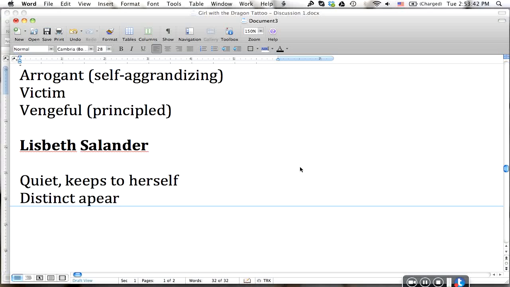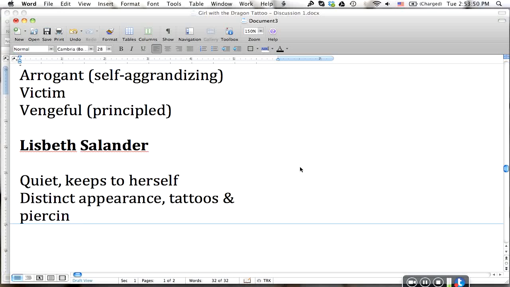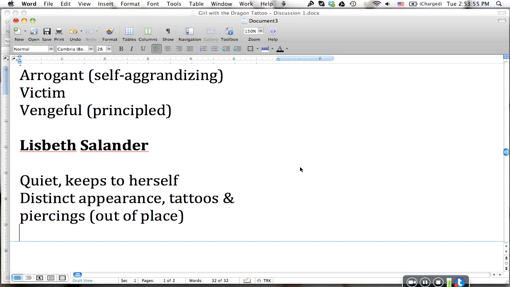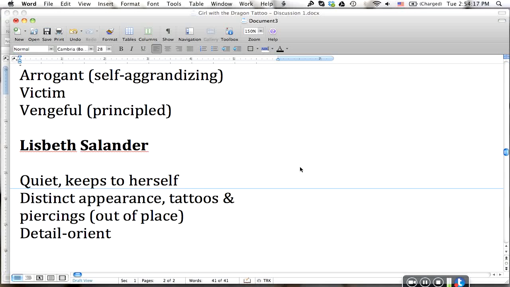Okay, so distinct appearance. So that it's not just a matter of personal taste, but a distinction. She contrasts to the setting, like her professional setting, and that's notable about her. I think she's very detail oriented, kind of techy. Okay.